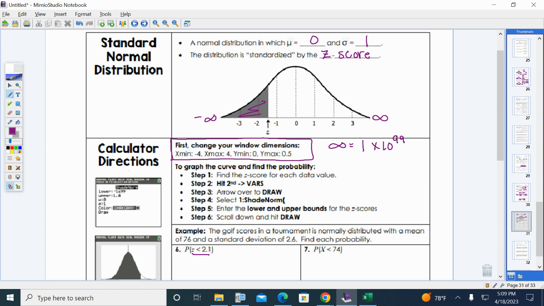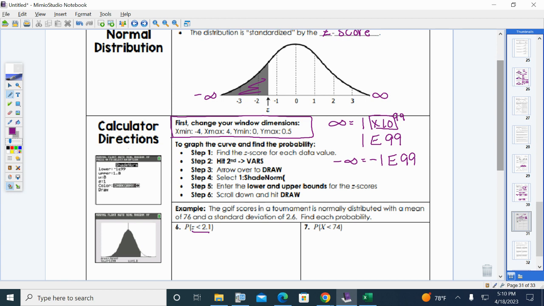Well, we can't write it like that. We cannot put it into the calculator. The calculator has a shorthand for the times 10 part. It's 1 and then the capital E and then the 99. And I'll show you where that is in the calculator in just a second. Negative infinity is exactly the same, except you need a negative 1 times 10 to the 99th power. So that is as close to positive infinity and negative infinity as we can get. Now, let me go back to question number 6. Step number 1 that I've given you here is find the z-score, which in question number 6 is going to be the 2.1.